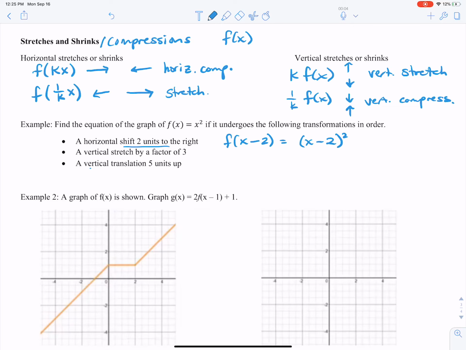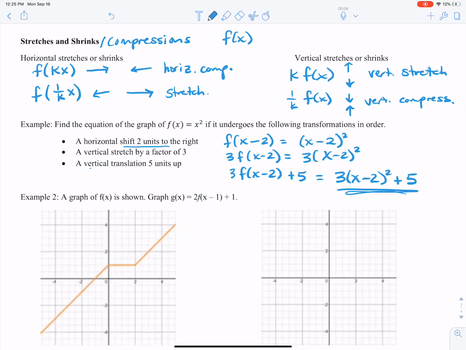A vertical stretch by a factor of 3 means you're going to multiply your function by 3 on the outside. And a vertical translation 5 units up. So you're going to take everything you just did and add 5. So your resulting function looks like this. So that's your answer.